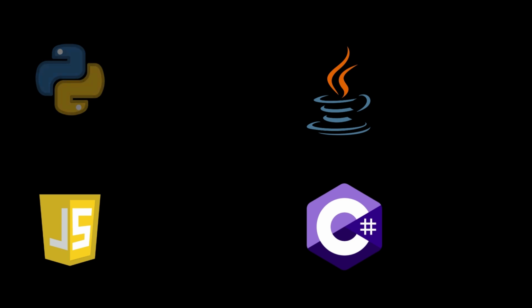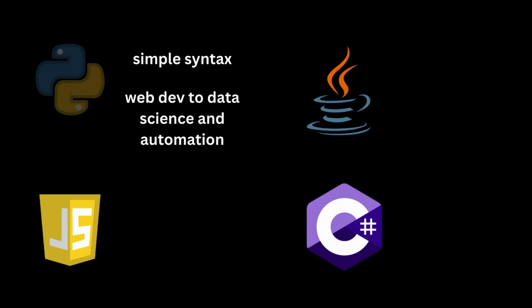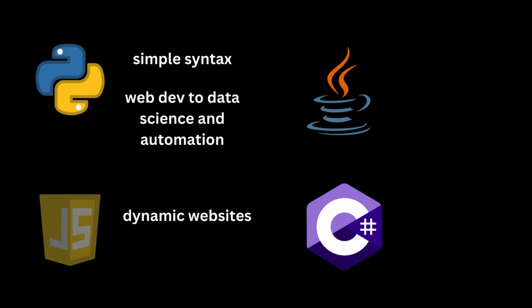Python is considered the easiest programming language to learn, with the simplest syntax of all. Python can be used for a variety of applications, from web development to data science and automation. JavaScript is known for creating dynamic websites and also supports full-stack development with frameworks like Node.js, allowing developers to use a single programming language for both front-end and back-end development.